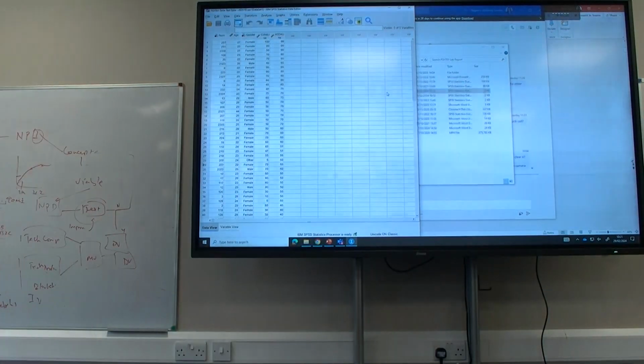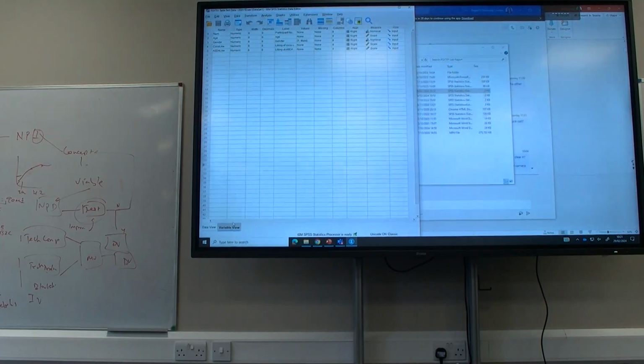Okay, so if you've opened your test data, the first thing to do when you inherit a file is to have a look at your variables and see what you've got. So I always recommend go to your variable view first, because that gives you a breakdown of what variables you've got with a description. Okay, so you should recognise this as it's the study that you just took part in.